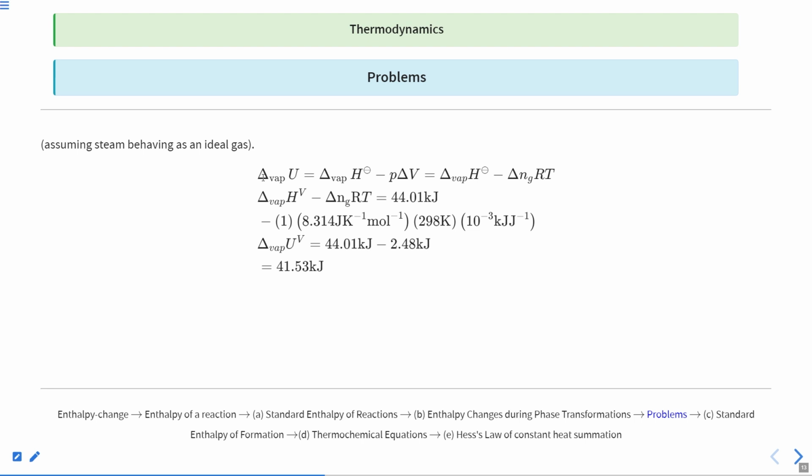Okay, for the simple formula, delta U is equal to delta H minus P delta V. We know the volume change, so we can put all the values here. In place of volume, we are taking delta Ng RT. Since on the right-hand side we have the gaseous molecule, delta Ng is equal to 1. We already know delta H vaporization, R we know, T we know. Just put the values, you will get your answer, which is 41.53 kilojoule per mole.